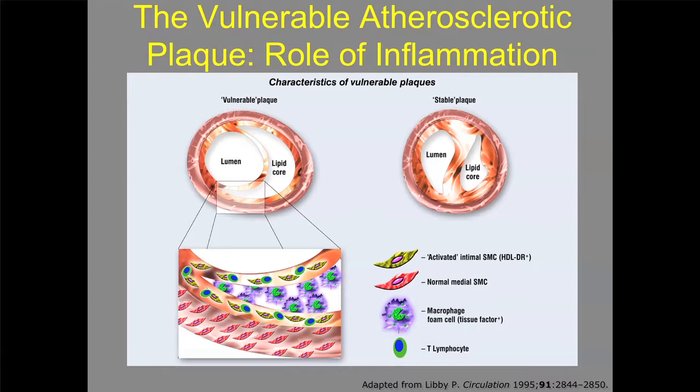Well, one of the things that differs is in relation to the amount of inflammatory cells. The other is how big this lipid core is compared to one which is stable. And the third is how thick is this overlying muscle layer compared to one that doesn't rupture. So there are three characteristics that we know about.